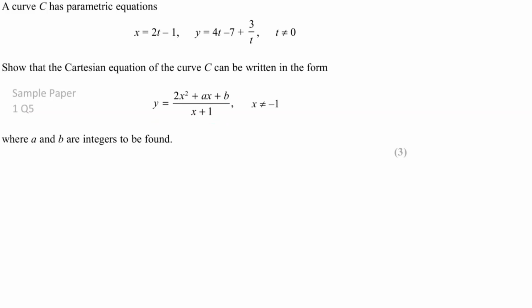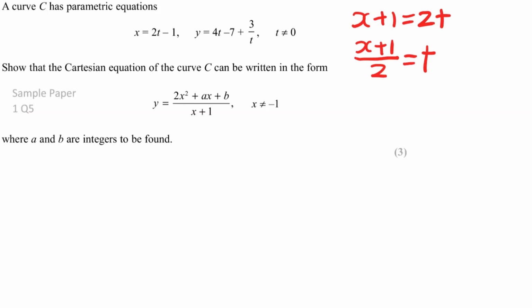Now the way we're going to do this is the way that we normally approach converting parametric equations to Cartesians. We're going to focus on the x parametric equation and make t the subject, and then we're going to sub this t value into the y parametric equation. So if we start with the x parametric equation, if we move this minus 1 to the other side, we get x plus 1 is equal to 2t, and then divide both sides by 2, so we get that x plus 1 over 2 is equal to t.